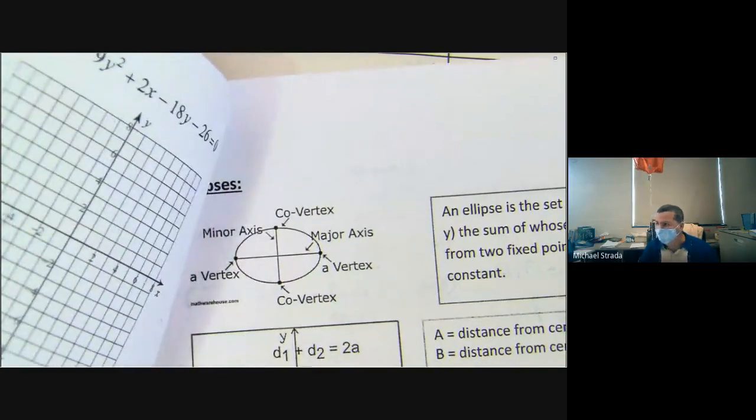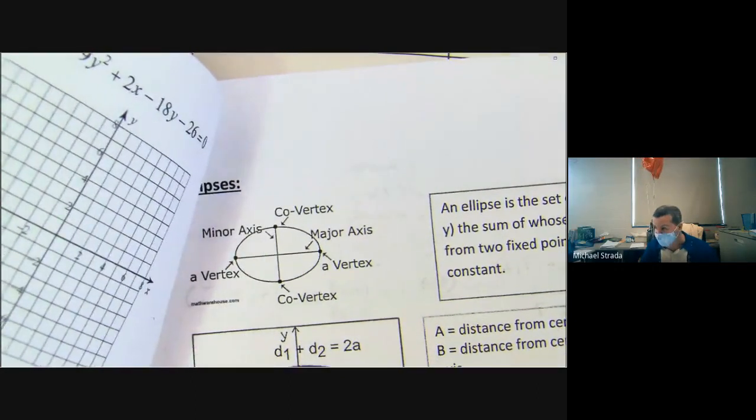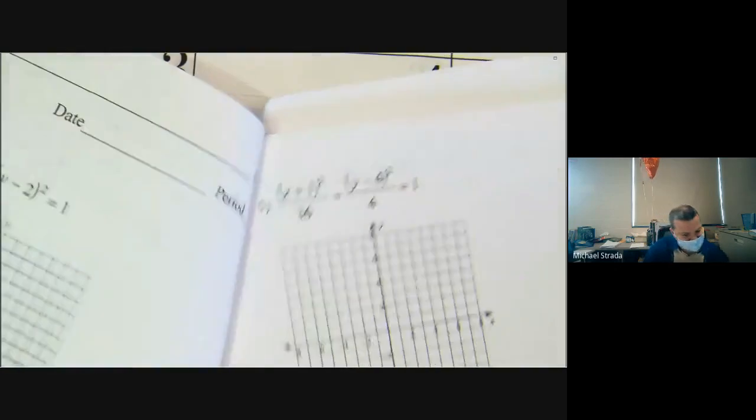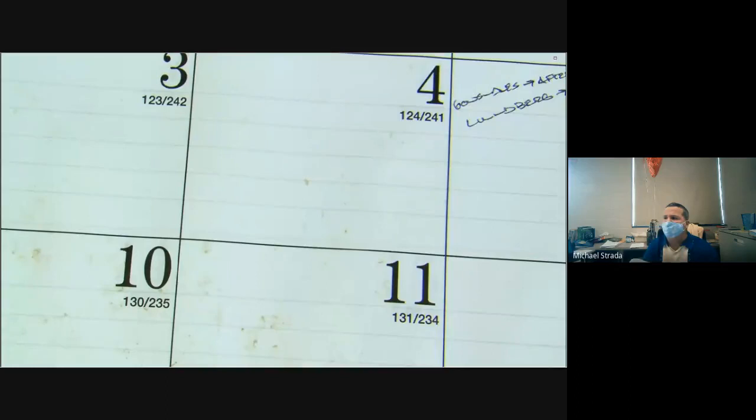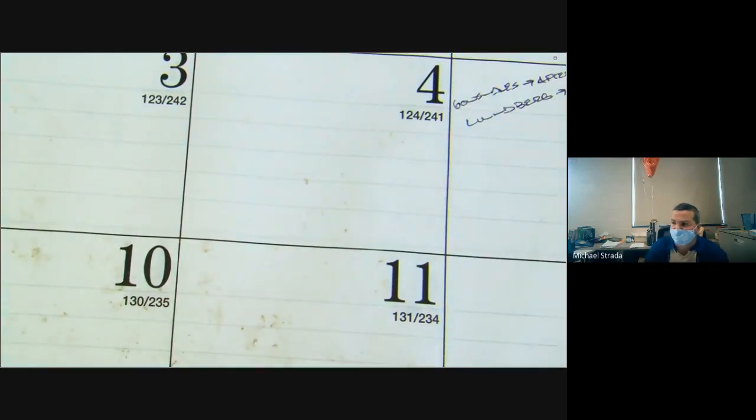Numbers 1 through 12 all involve graphing. You should be able to do all 12 tonight. It says, identify the vertices and foci of each. You do not have to graph the foci, you just have to write them down. And then sketch the graph.